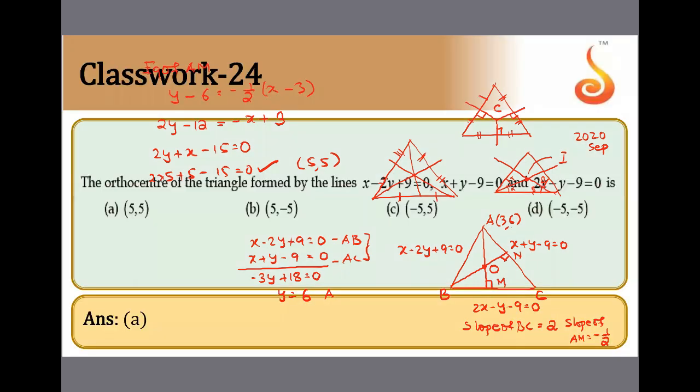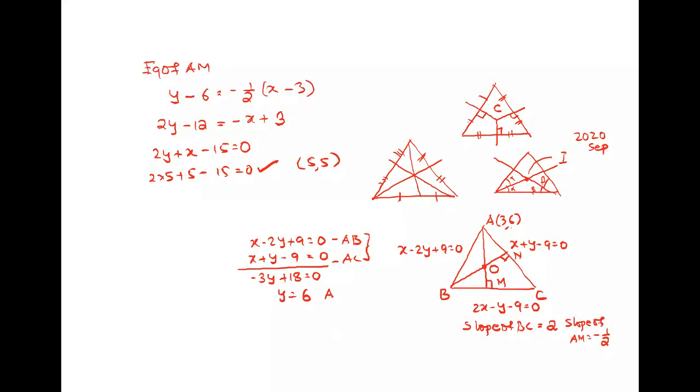Now what you are saying? (5, minus 5) won't satisfy. So this is the centroid G. Clear? Otherwise, you have to find BN also. You have to solve AB and BC to get the B value. So I'll solve this one.